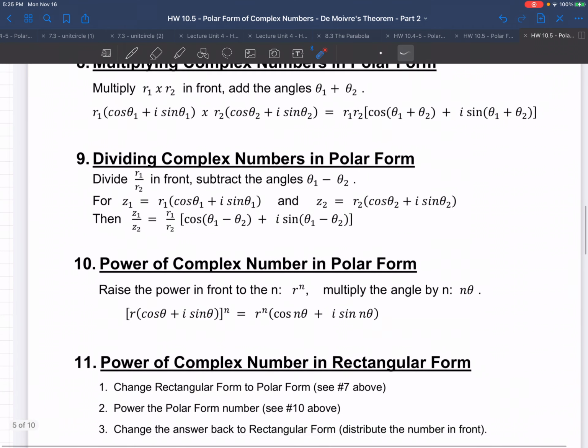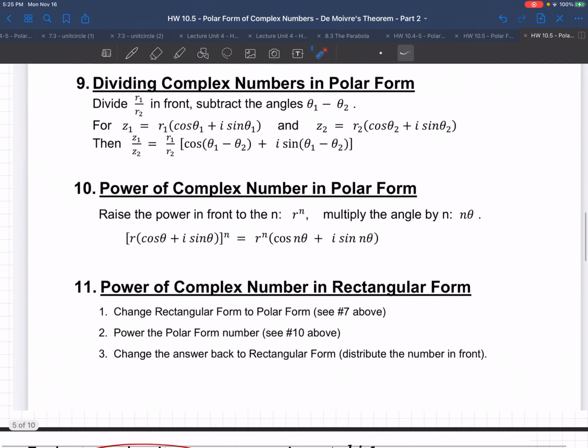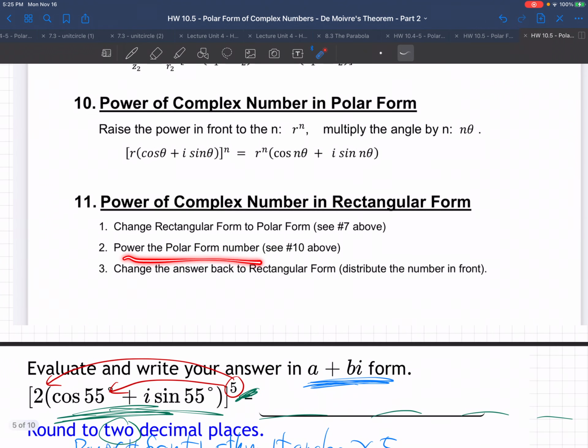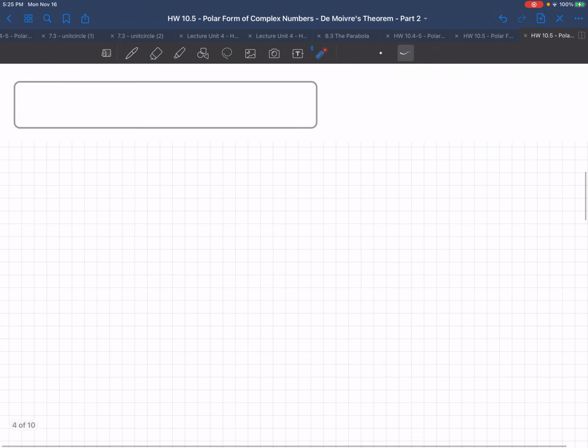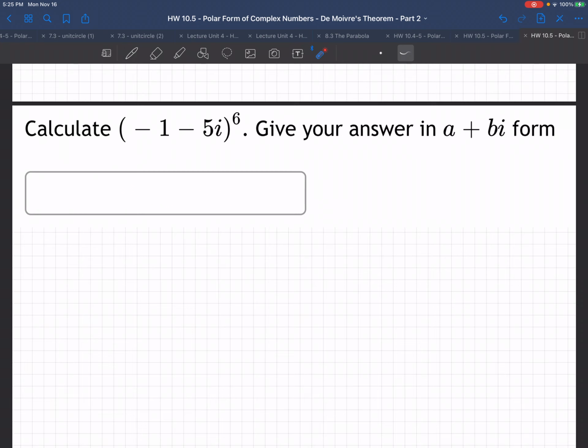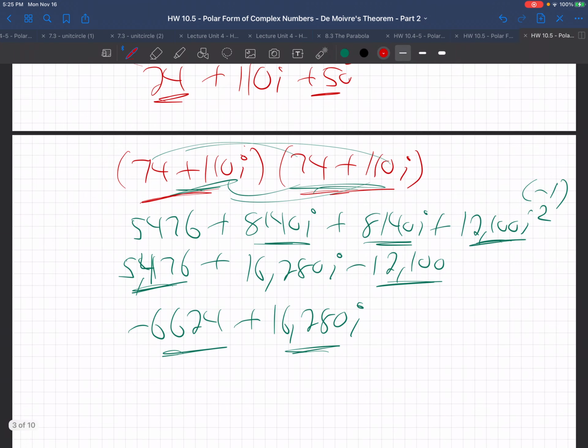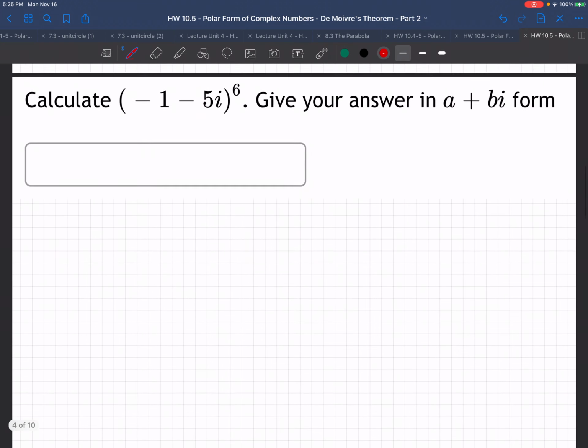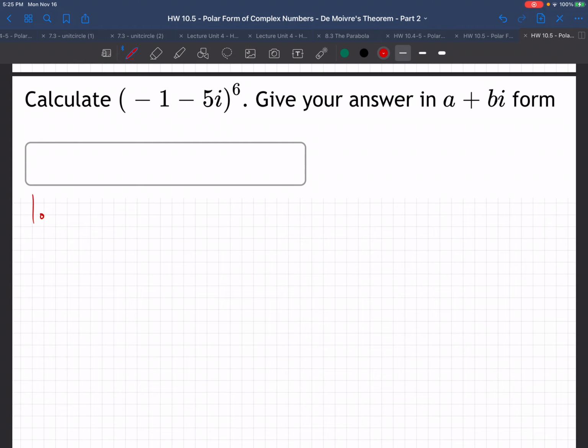And there's instructions for that in number 7 above. And then power the polar form according to number 10 above, and then change it back to rectangular. So we go rectangular to polar, power the polar, back to rectangular. That's the plan, because it's easier to work in polar. Does that make sense? So we don't want to do all that we just had to do there. I went quick with big messy numbers and saw some shortcuts. That's as good as it's ever going to get to do it all by hand. It's easier. Step 1, change to polar.